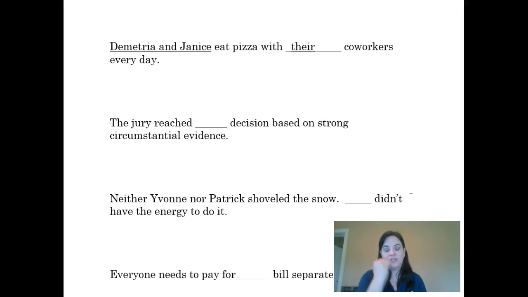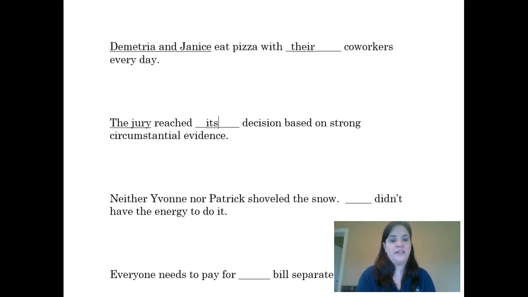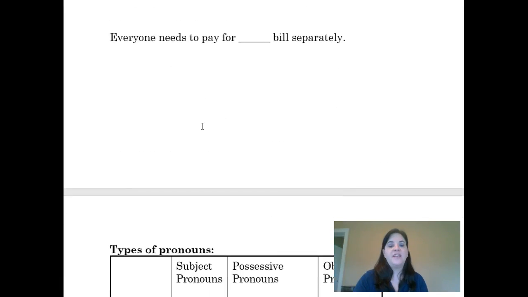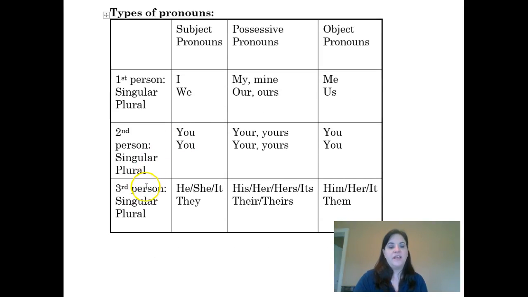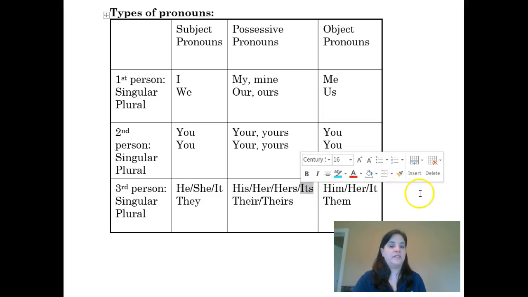Then I have the jury reached blank decision based on strong circumstantial evidence. Well, who reached the decision? The jury. This is an example of an antecedent that is a collective noun. We're only talking about one jury, even though a jury is made up of multiple people. So I know it's singular. I also know that I need a possessive pronoun in here because I'm trying to figure out whose decision was made. So a singular possessive pronoun that fits the thing jury is its. Again, if I had struggled with this, I could have looked at my chart and found a third person singular possessive pronoun, but I need to make sure it fits a thing because a jury is a thing.